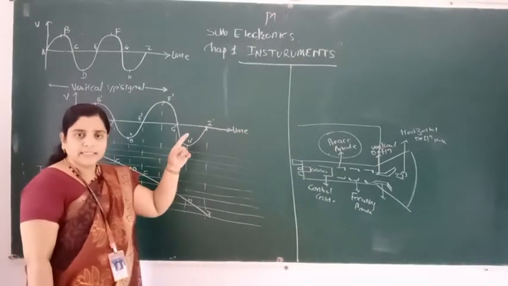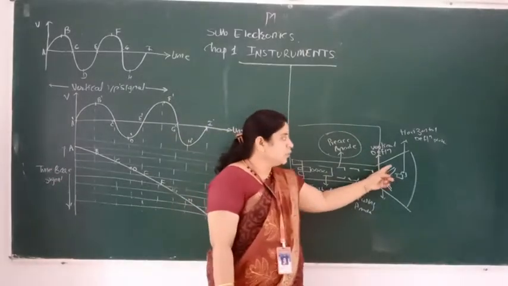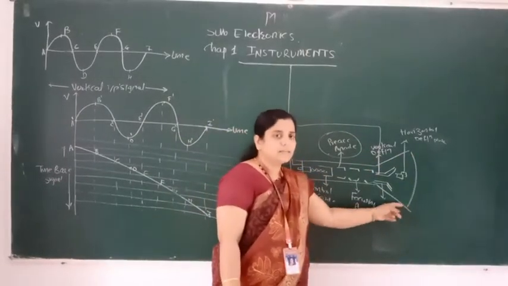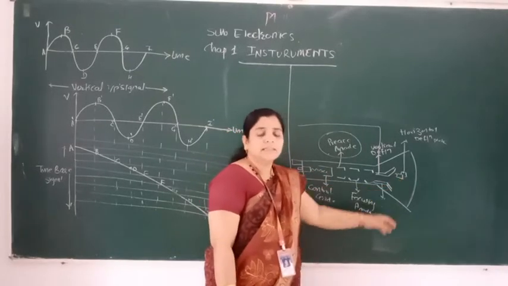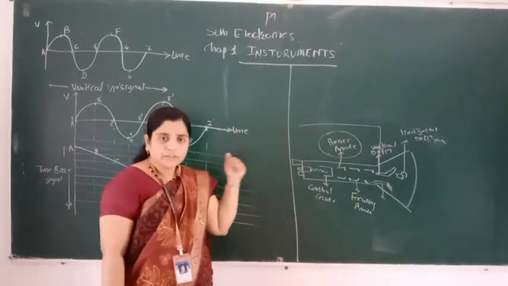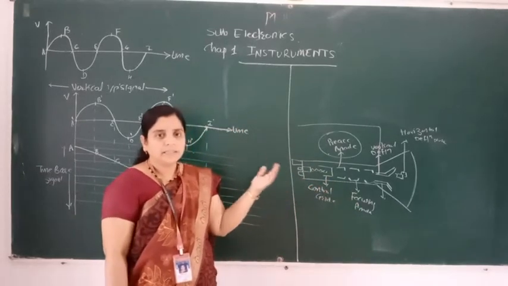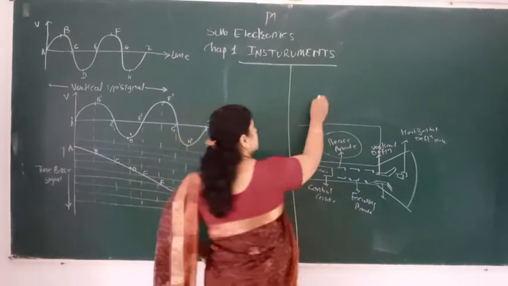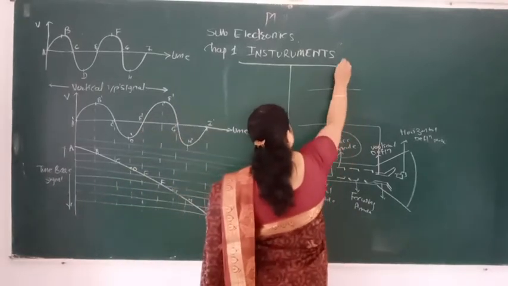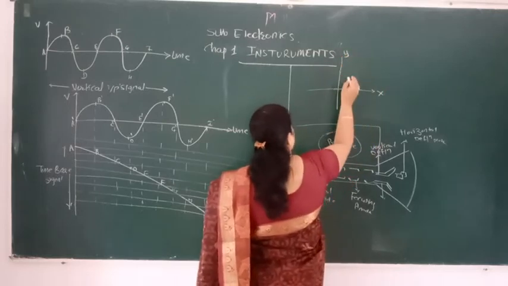If a vertical signal input is given to the vertical plate, then it moves upward and downward. Then if it is given to the horizontal plate, what happens? It moves to the left side and to the right side. Horizontal signal means what? The X plate of the CRO. You see, there are two plates on the CRO, X plate and Y plate.